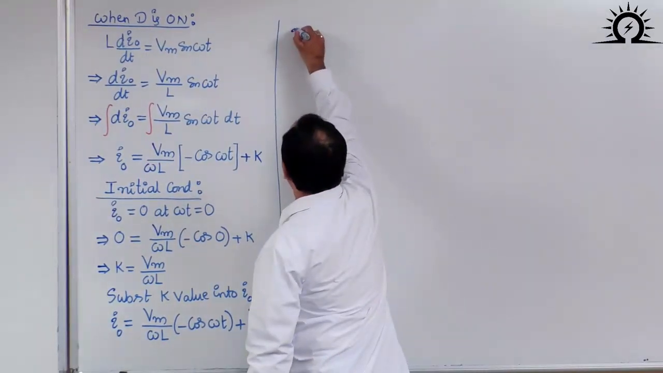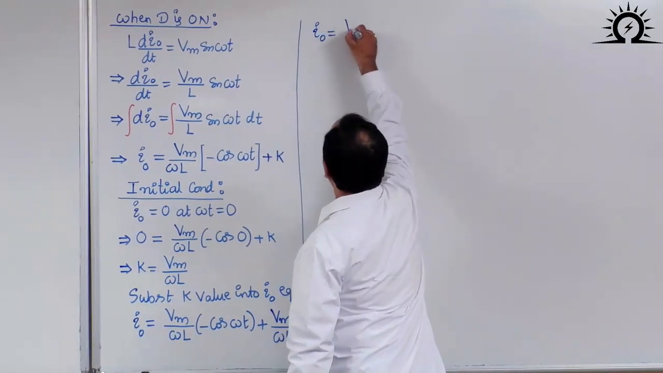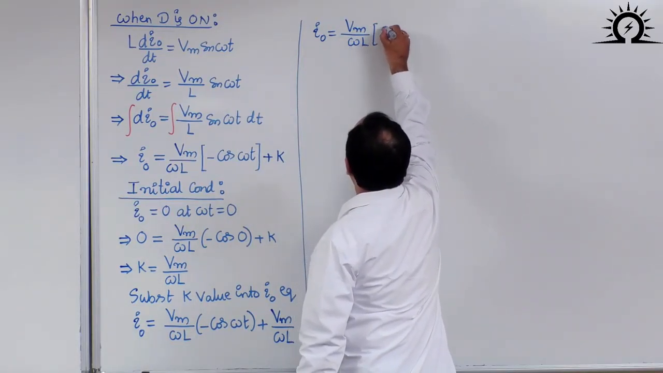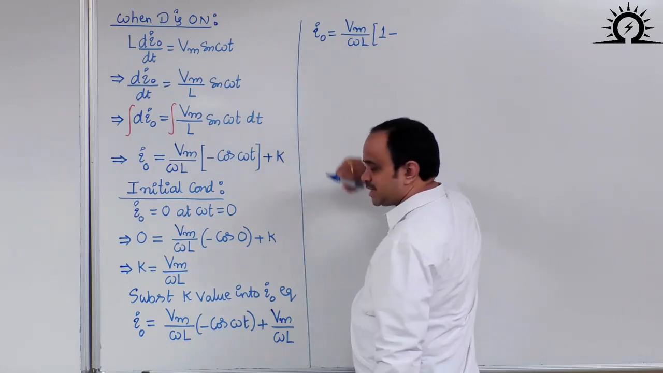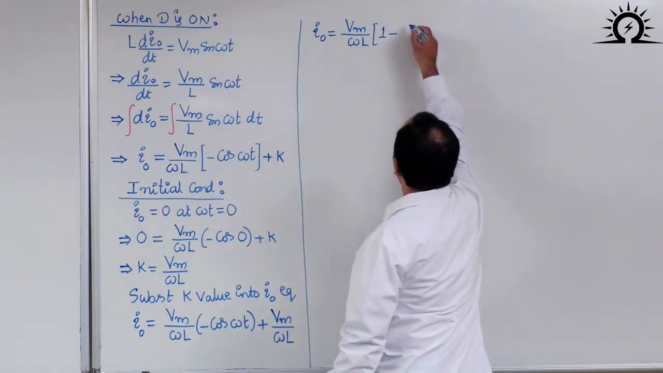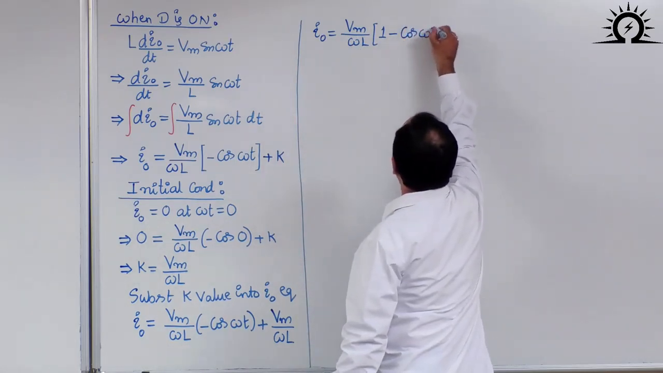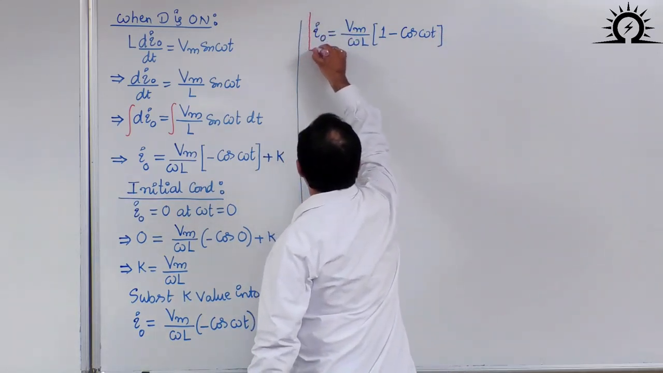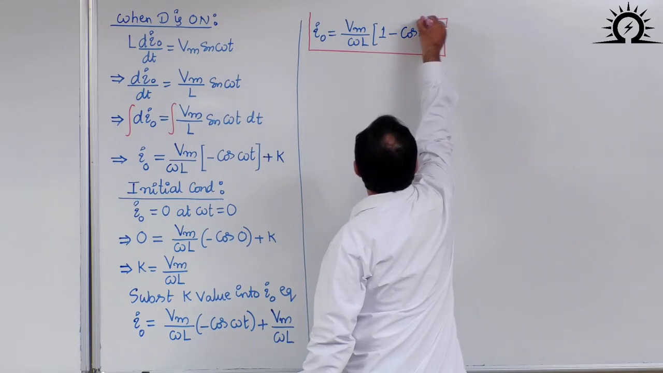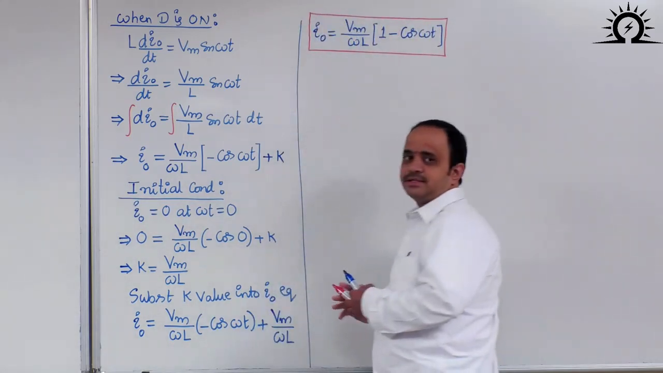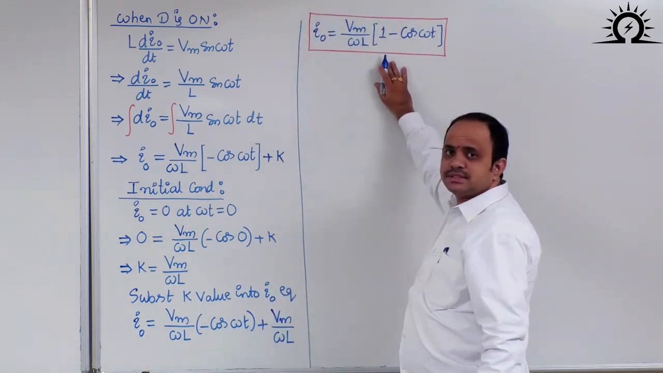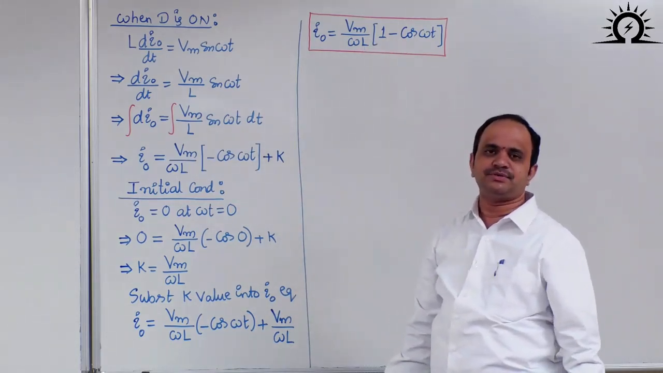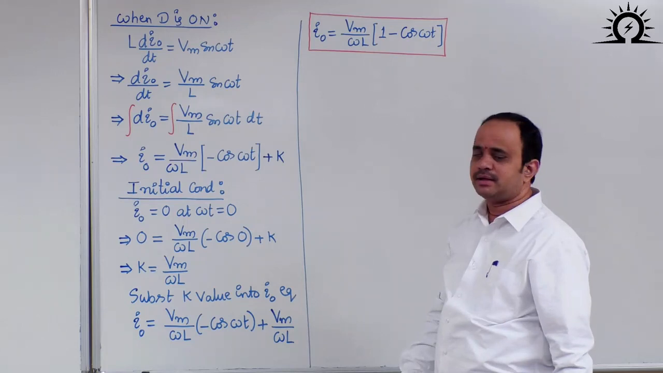Therefore, from this I naught can be expressed as Vm by omega L. If I take that as common, I can write it as multiplied with 1 minus cos omega t. Okay. This is the expression for output current, right?